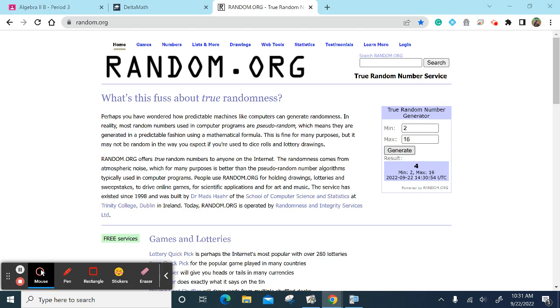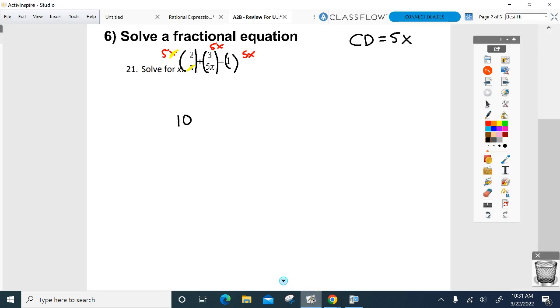What cancels next? 5x. Gone. The only thing left? 3. 5x over 1. Nothing cancels, right? So you're left with what? 5x. Here you go. Good. This answer is not going to be the prettiest, but we can see if it's right.